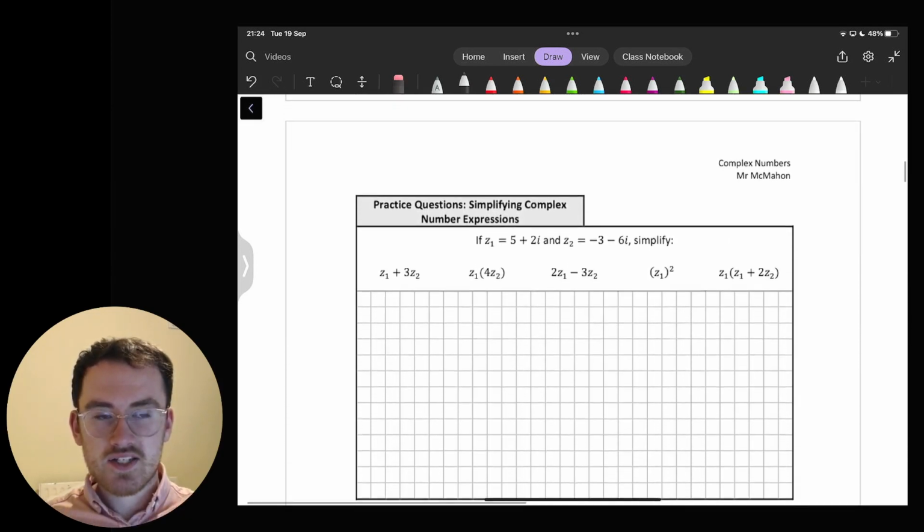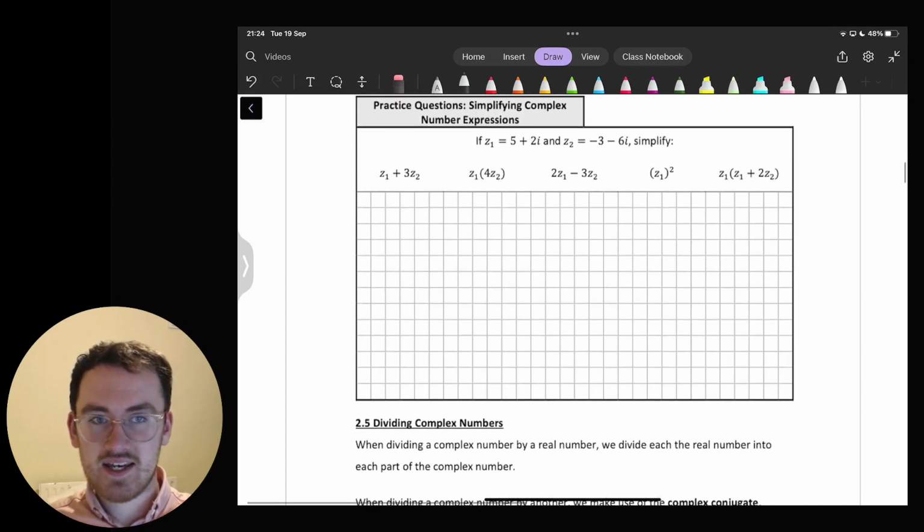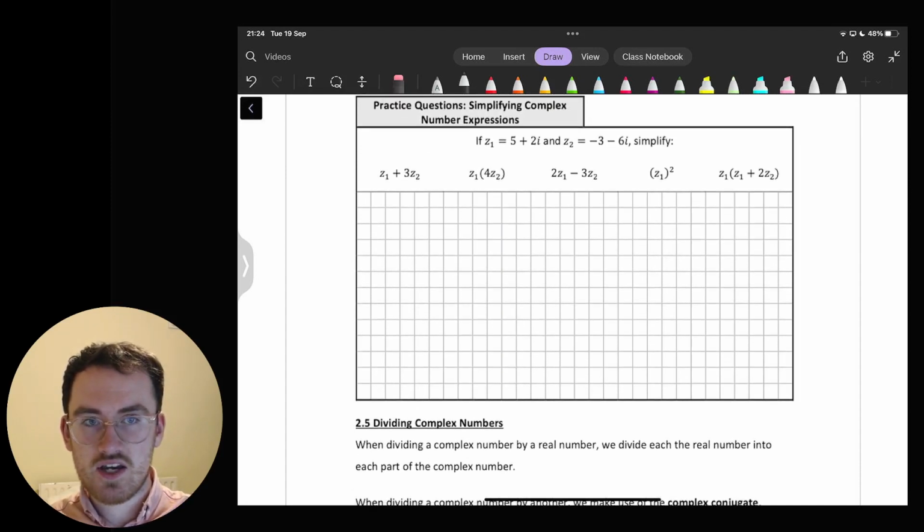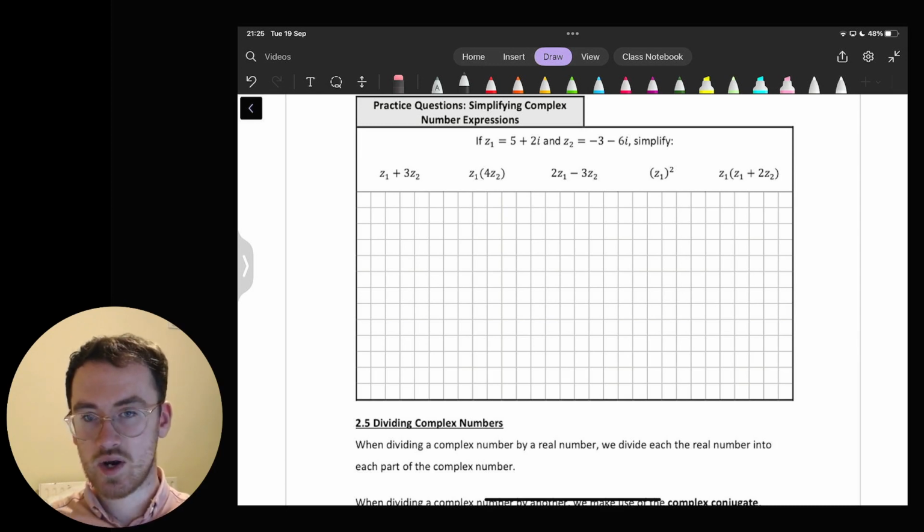Okay, we've some practice questions there. Again, the same idea applying with each of these questions here. So you're just following through, applying the same rules. If you're multiplying by a real number, you're multiplying across. If we're multiplying two complex numbers by each other, we just need to be careful about that i squared term.